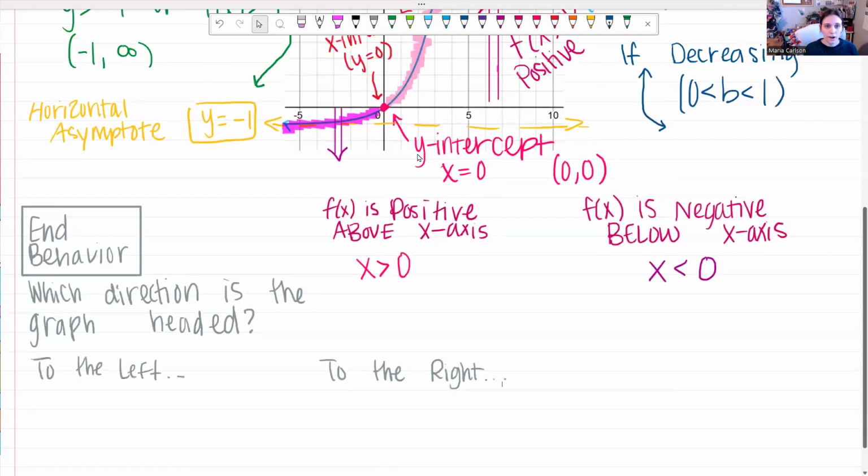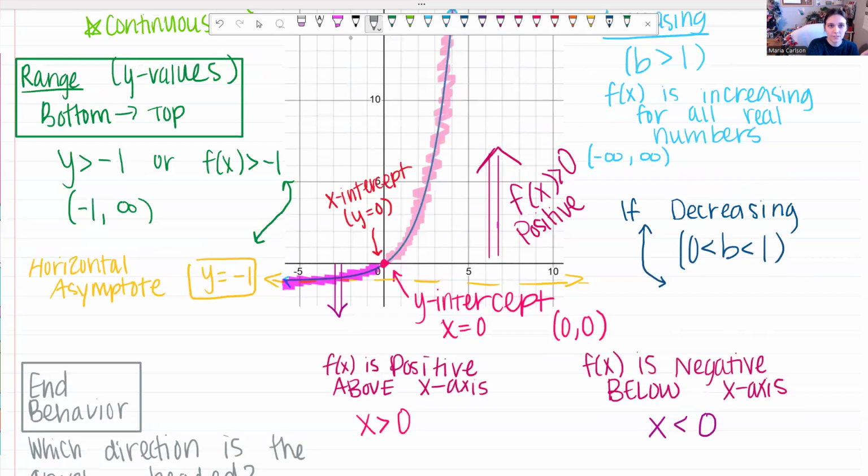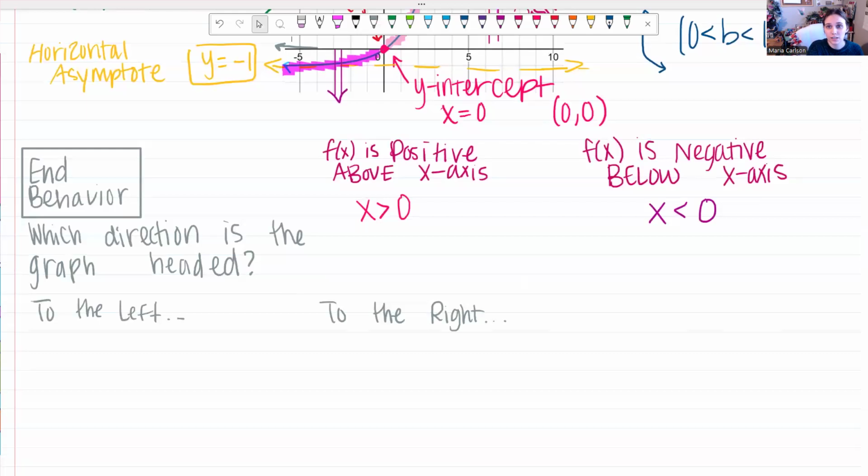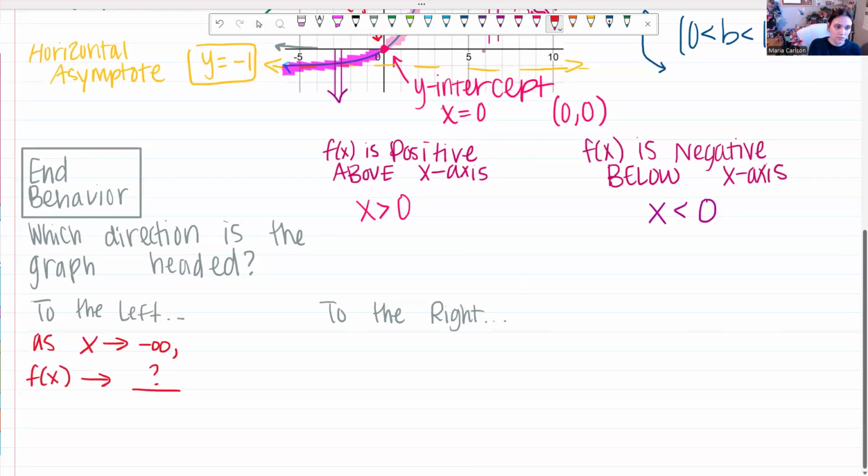So if we follow our graph to the left, then we are really looking as x is approaching -infinity. So the way we write this, if we're looking to the left, we are looking as x approaches -infinity. Where is the function going? The function f of x is going where? Is it going up, down? Is it approaching some value? We will fill in the blank in just a moment. So that is to the left.